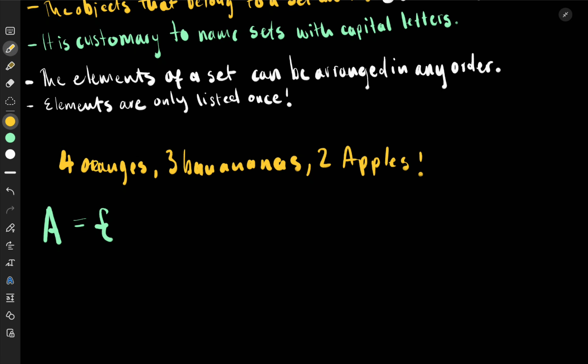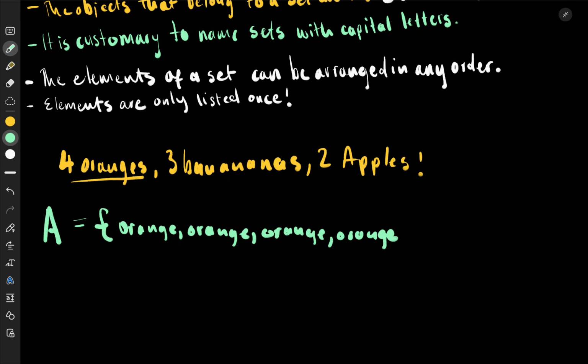In other words, if you have 4 oranges, you are not going to list oranges 4 times to say orange, orange, orange, and then you say orange again. This is not how you do it. Elements are not listed like this, okay?